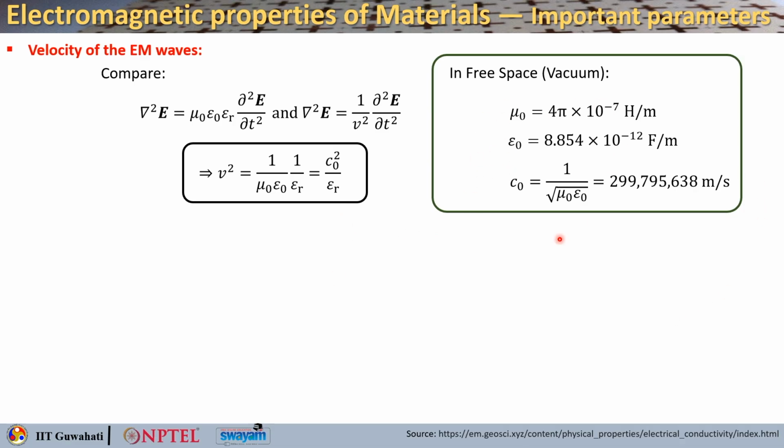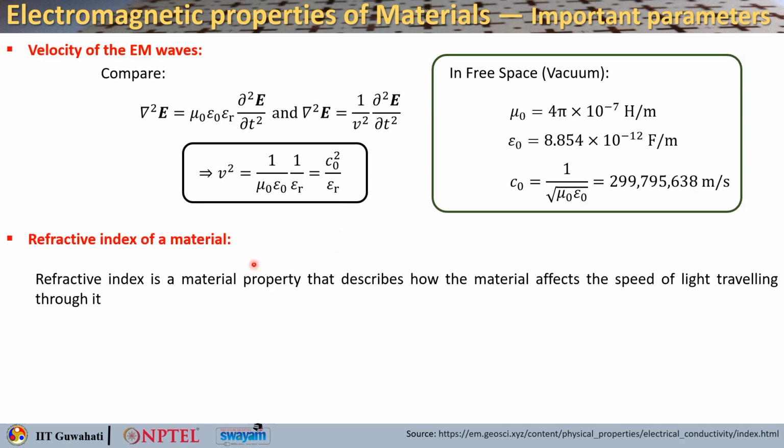So these are the typical values that we all know. As I mentioned, refractive index is a very important term that defines a material property that tells you the speed of light in that particular medium. So refractive index can be defined as c over v.